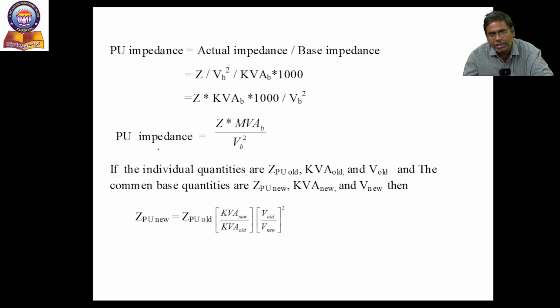Z per unit is equal to Z into MVA divided by kV whole square. That is nothing but the per unit impedance is directly proportional to the rating of the equipment and inversely proportional to the square of the operating voltage. The change of base: how to change the base?